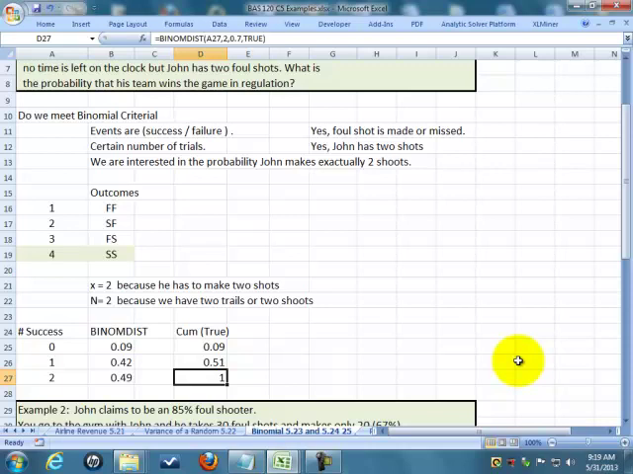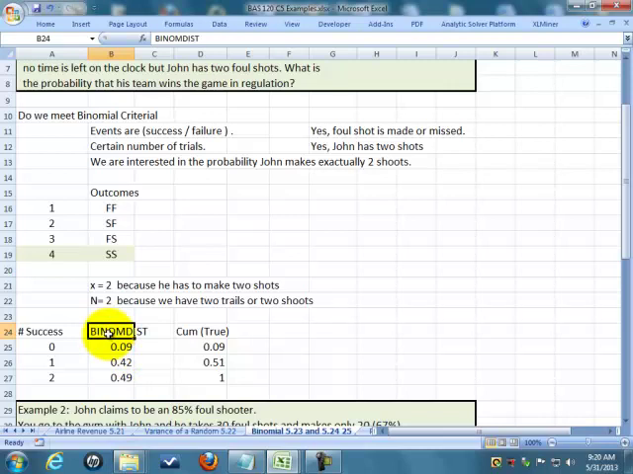So be familiar with this: if I've got a binomial distribution, which again, review, is where we have events that are success or failure, and we have a defined number of events, we meet all these criteria. Yes, John either makes or misses a foul shot. Yes, John has exactly 2. And we know the probability of any certain event: we know he's a 70% foul shooter. We can use the binomial distribution.